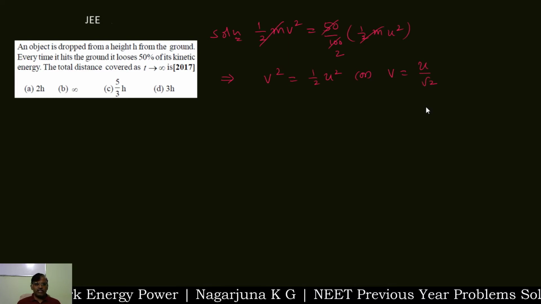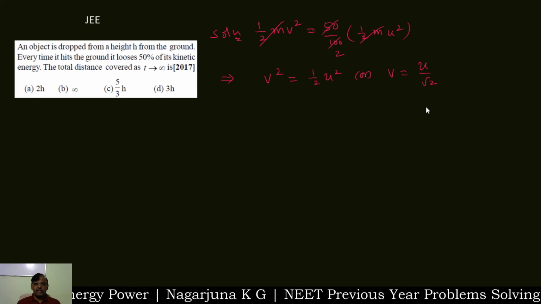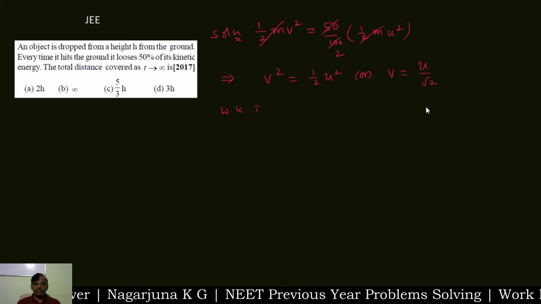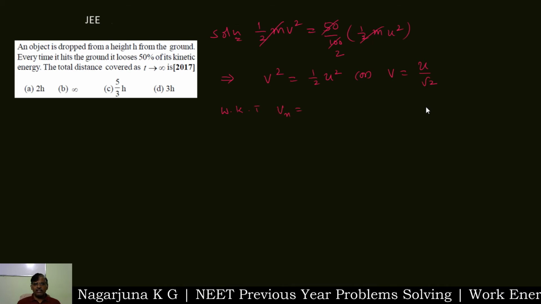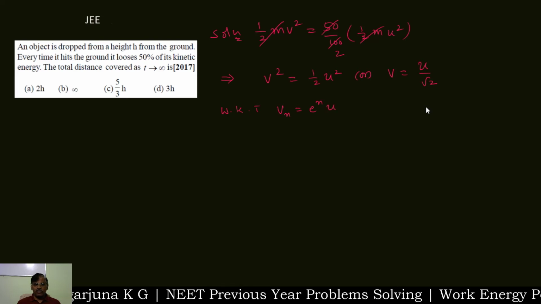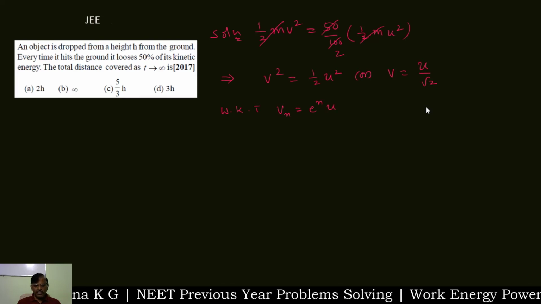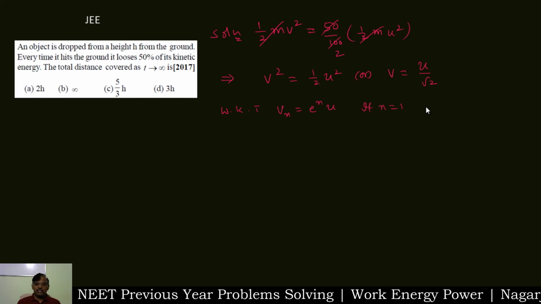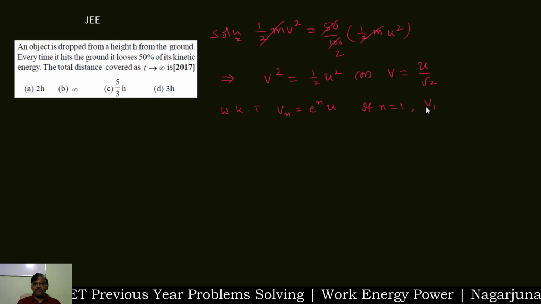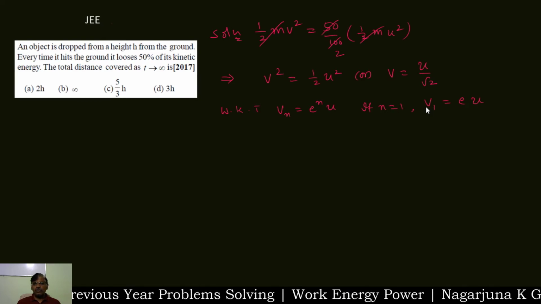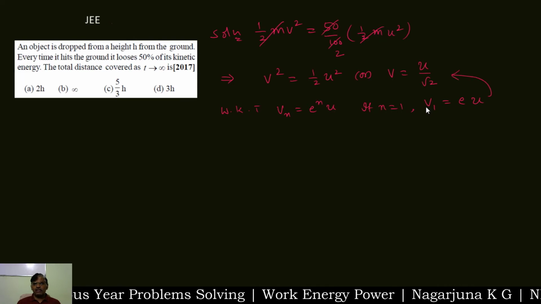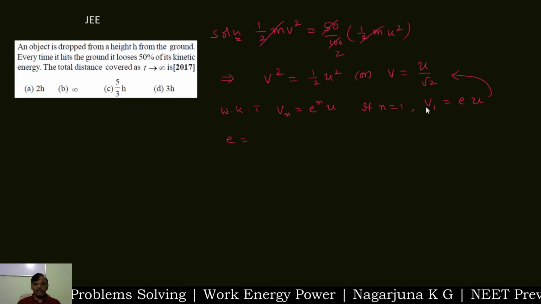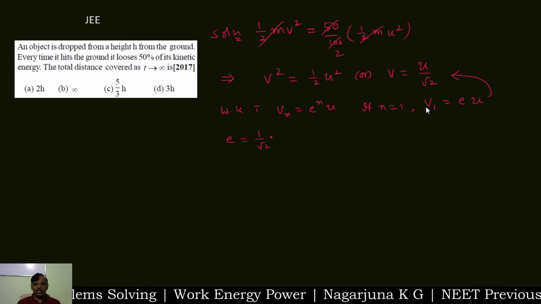In case of collisions, we know the relation between velocity before collision and after collision. The general formula is Vn is equal to e to the power of n into u. For the first collision, only the first rebound, n is equal to 1, so we can write V1 is equal to e into u. Comparing these two, we can write e is equal to 1 divided by root 2.